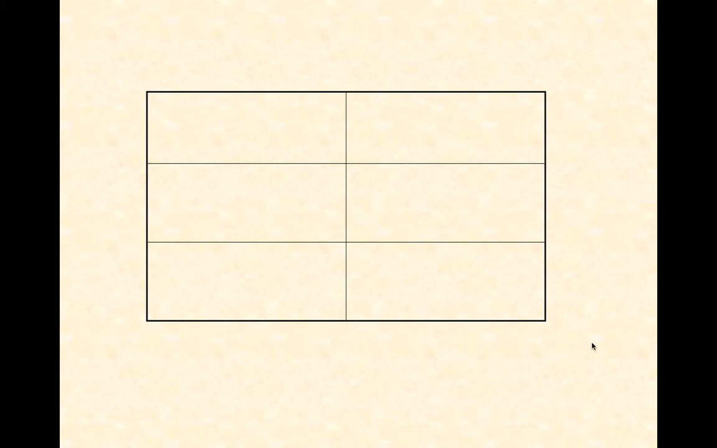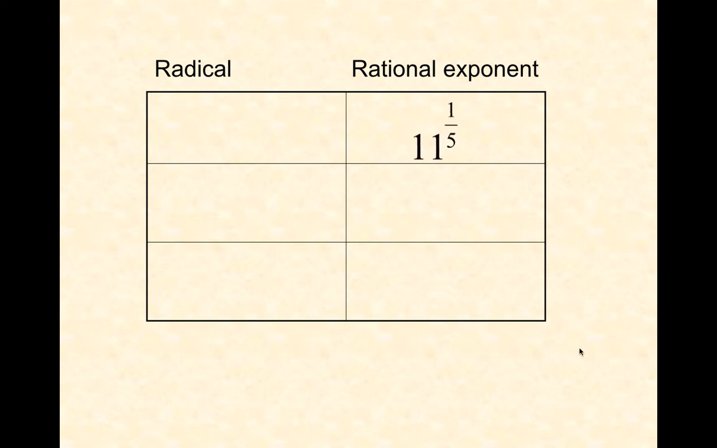Now, we're going to go the other direction. Here's a table again, same kind of thing, except I'm going to give you the expression with the rational exponent first, and then we're going to rewrite it as a radical. So this is 11 to the 1/5 power. 5, the denominator, is the root. So this is the 5th root of 11. Boom. Easy peasy, right?